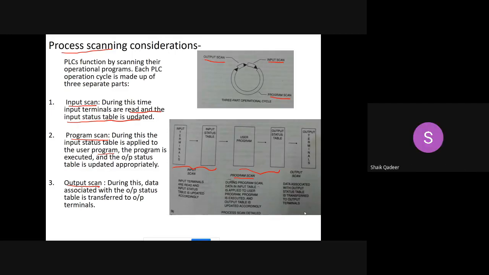One of you please explain this, so that I can see your understanding. Mutakabbir? What is this process of scanning? Sir, the PLC functions through scanning. Very good. And the total operational cycle of a PLC has 3 parts: first input scan, second program scan, third output scan. In the input scan, it reads the input terminals.